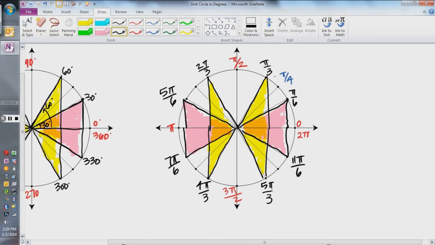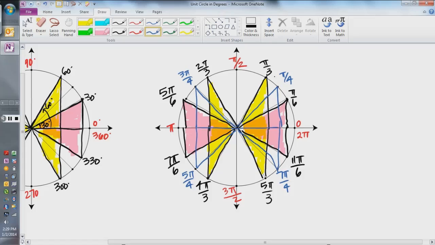Okay. So then I put my pi over 4s in. 1 pi over 4, 2. This is 3 pi over 4, 4. This is 5 pi over 4. 6. This is 7 pi over 4. And this creates our unit circle in radians. Put this back in. Looking a little cluttered here, but it does.